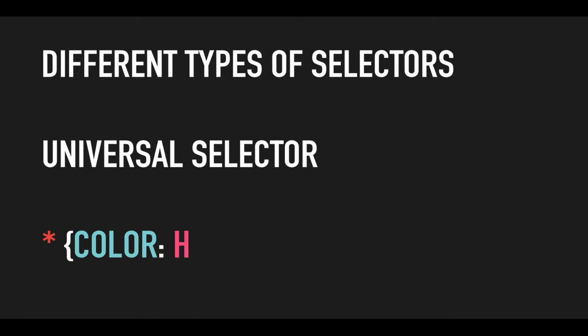Next up, we have the universal selector. So remember how we changed every single text to pink? Well, you can now do that by using the universal selector, which is denoted by the asterisk symbol. With great power comes great responsibility. Use it wisely. The next type of selector there is the class selector.